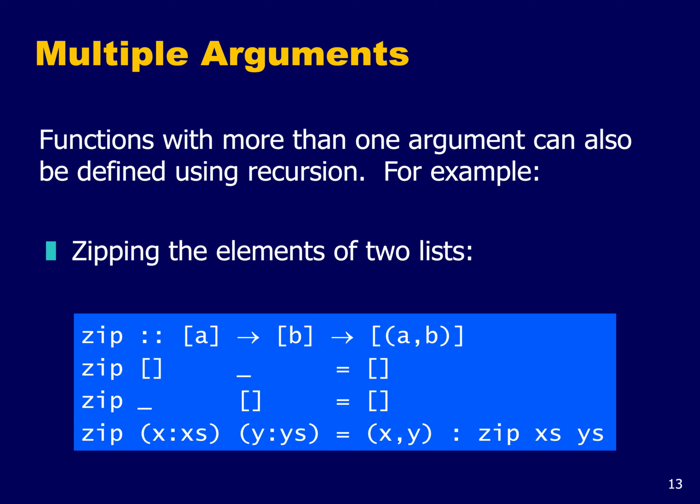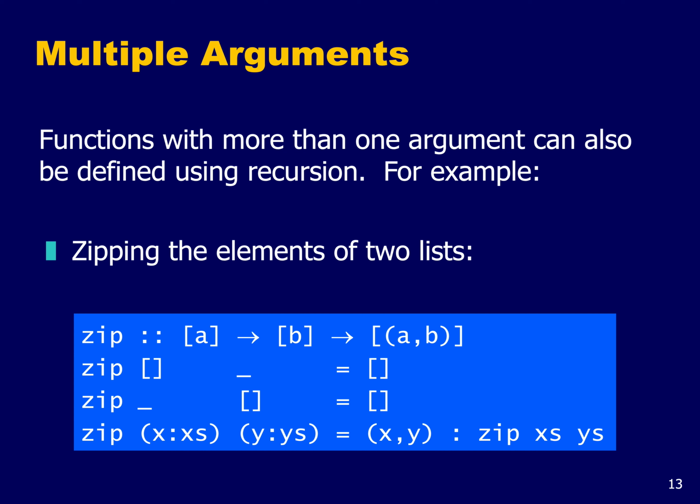So far, all the functions that we've defined using recursion have taken a single argument or a single input. But of course you can generalize this to multiple arguments, and functions with more than one argument can also be defined using recursion. So let me give you a few examples of this. So the first example is our old friend, the zip function, which we've seen quite a few times now. And zip takes a list of A things and a list of B things and pairs up the corresponding elements of the 2 lists to give you a list of pairs of A's and B's.